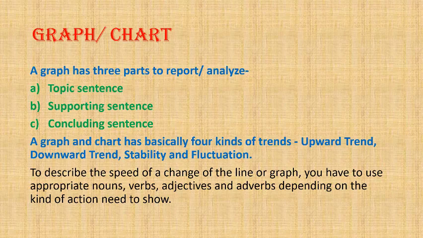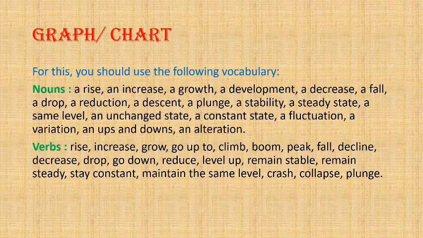A graph and chart has basically four kinds of trends: upward trend, downward trend, stability, and fluctuation. To describe the speed of a change of the line or graph, you have to use appropriate nouns, verbs, adjectives, and adverbs depending on the kind of action need to show. For this, you should use the following vocabularies.